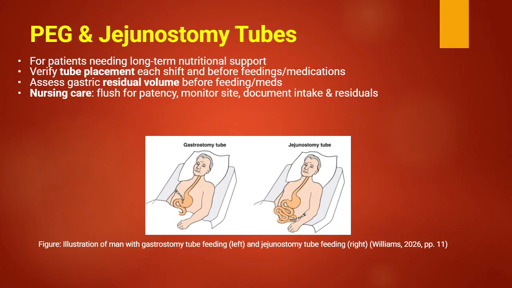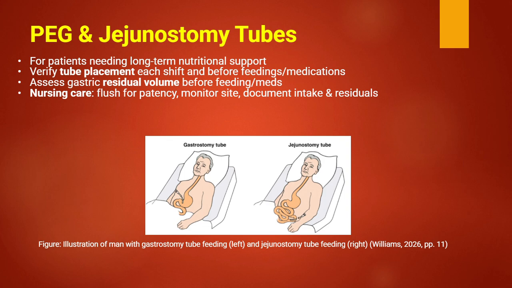For safe nursing care, tube placement must be checked at the beginning of every shift and before giving any feeding or medication. This prevents complications such as aspiration or accidental administration into the wrong location. Nurses should also assess for signs of infection around the insertion site, leakage, or dislodgement.